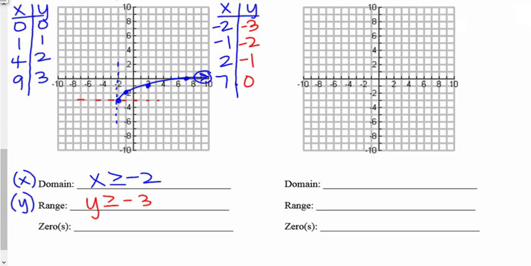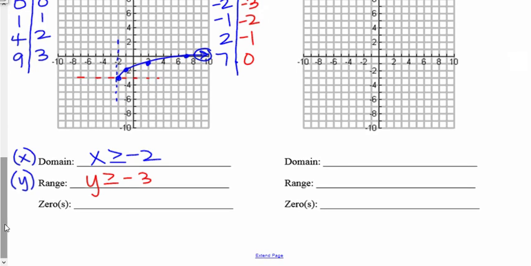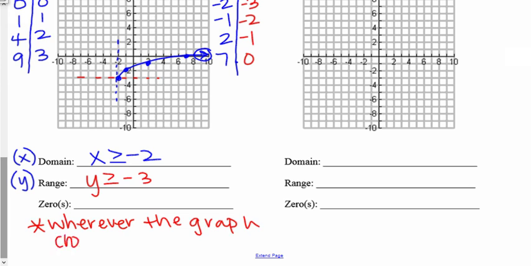And then my zeros. Now my zeros are going to come from wherever my graph crosses, or wherever my square root graph crosses the x-axis. So wherever the graph crosses the x-axis. And it actually crosses right here at positive 7. So I'm going to say it crosses and I have a zero at x equals 7. You just have to write the x value that it crosses at.